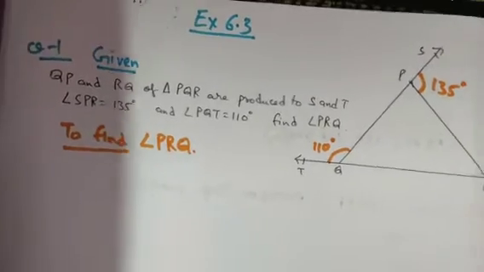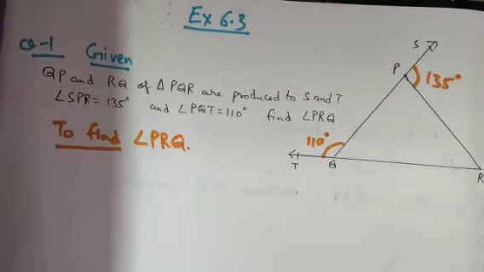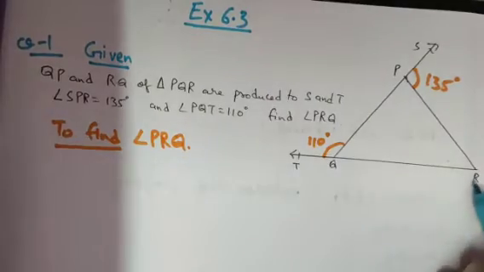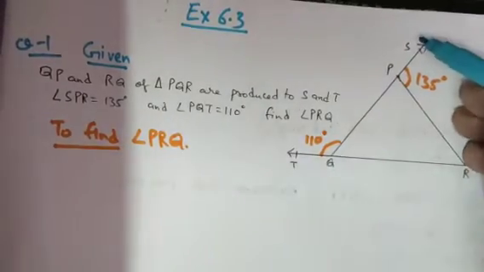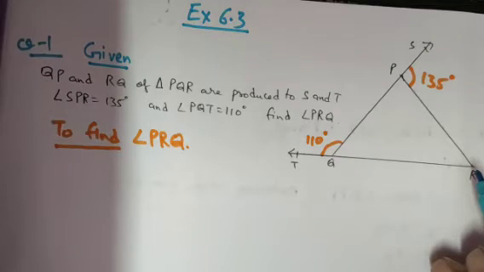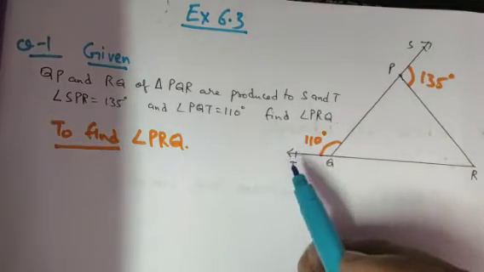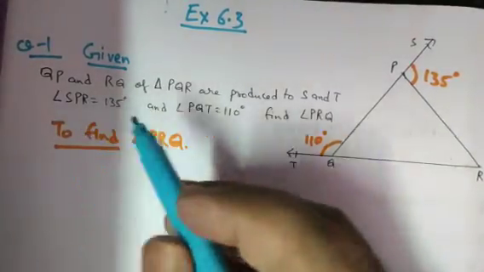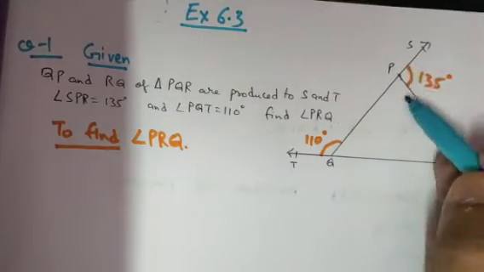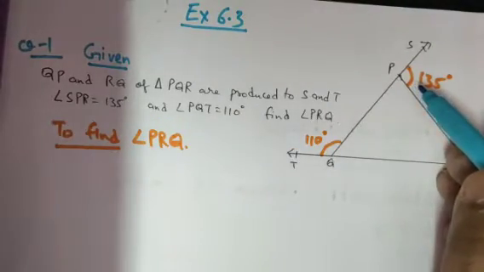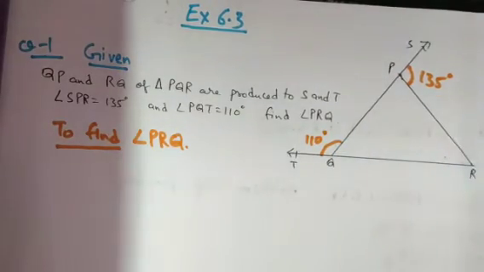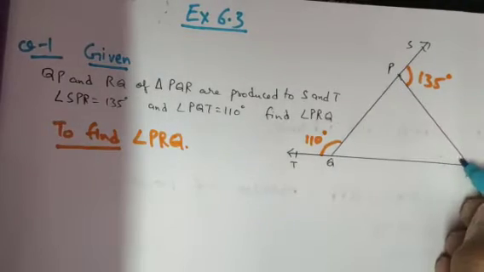Okay, exercise 6.3, question number 1. It is given that QP and RQ of triangle PQR are produced: QP is produced to S and RQ is produced to T, such that angle SPR is 135 degrees and angle PQT is 110 degrees. We have to find the value of angle PRQ. This angle we have to find out.